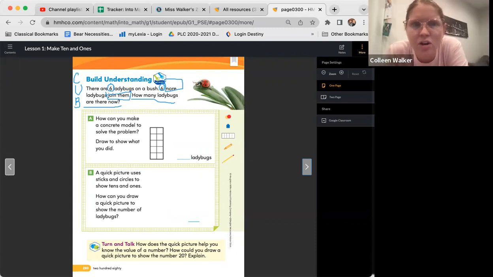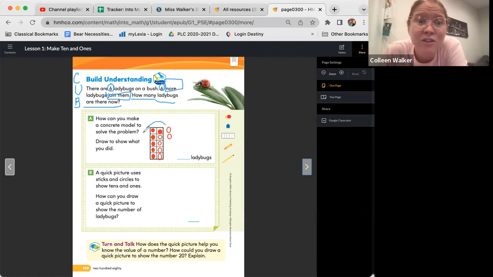All right, so let's go ahead and make our concrete model. So I'm going to start with some solid red circles. You can do the same if you'd like. How many do we need to draw first? How many ladybugs were already on the bush? That's right. There were 6. Can you count to 6 with me? 1, 2, 3, 4, 5, 6. Awesome. And how many more ladybugs join them? 6. That's right. Can you guys count with me to 6? 1, 2, 3, 4, 5, 6. Awesome, friends. Friends, how many do we have now all together?